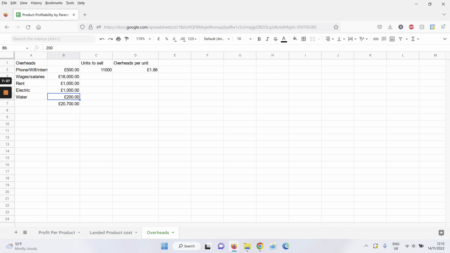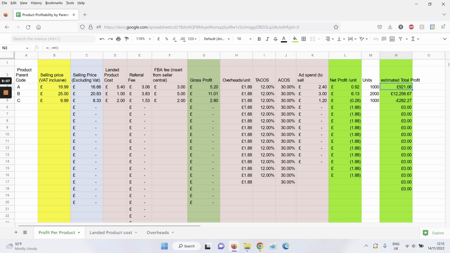Even if you're working from home, you should be charging that to your business anyway when you do your accounts and things like that. So when you divide this £20,700 by the total units that you plan on selling or have in stock, and you expect to sell them, it works out to be £1.88 as your overhead. Okay, now you will use that figure in your calculation here, and this is the same across all the products.